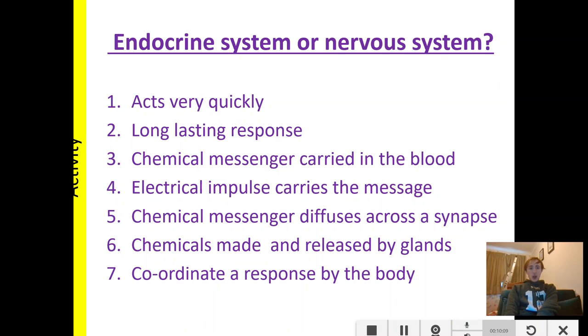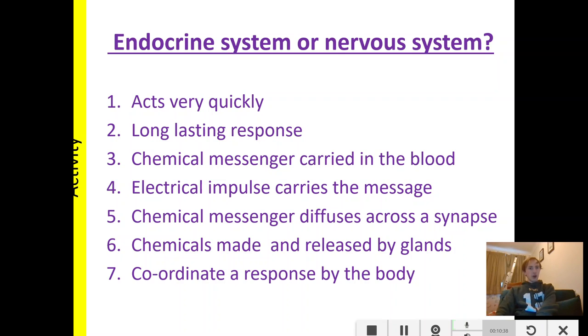So, acts very quickly. Well, the endocrine system, I'm sure you can imagine, takes quite a long time to work. Because if you have to create these chemicals, pump them into the blood, and then pump them around the body to the correct part of the body, that can take a while. Now, I'm only talking large numbers of seconds or minutes.